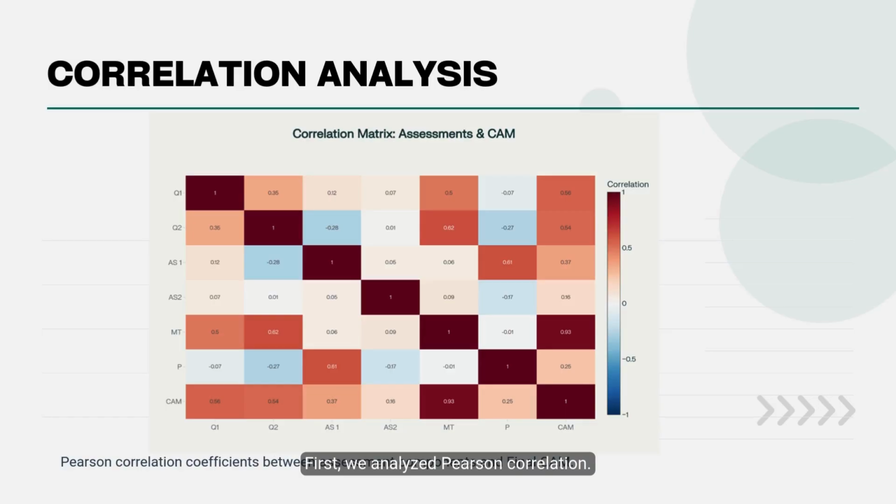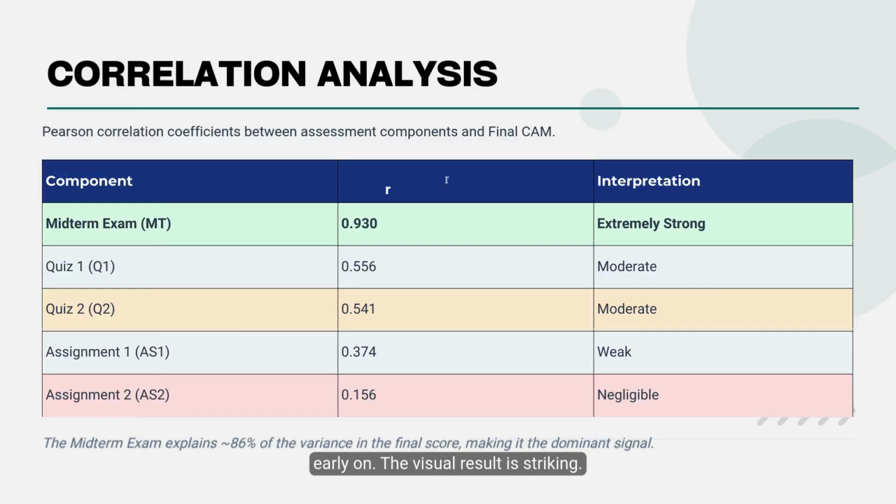First, we analyzed Pearson correlation. This shows the linear relationship between components and the final score. The goal was to identify the most predictive feature early on. The visual result is striking. The midterm exam has an extremely high correlation, 0.930. Assignment 2 is negligible, only 0.156. Comprehensive exams predict success, minor assignments do not.